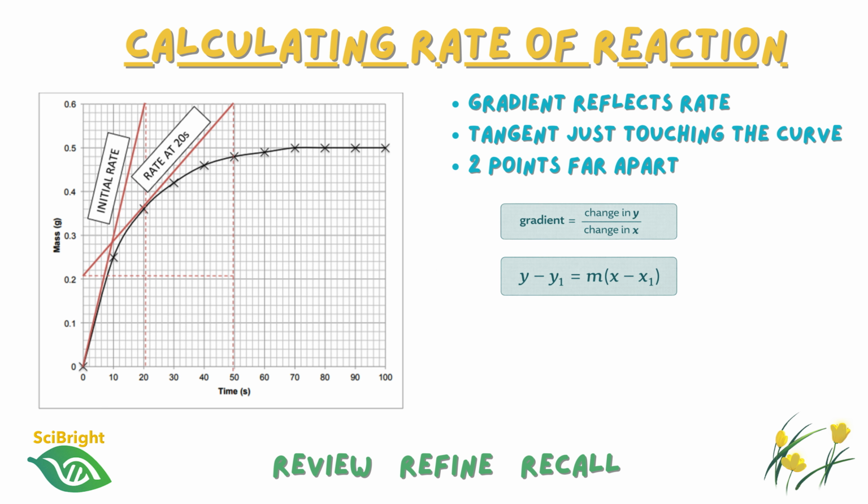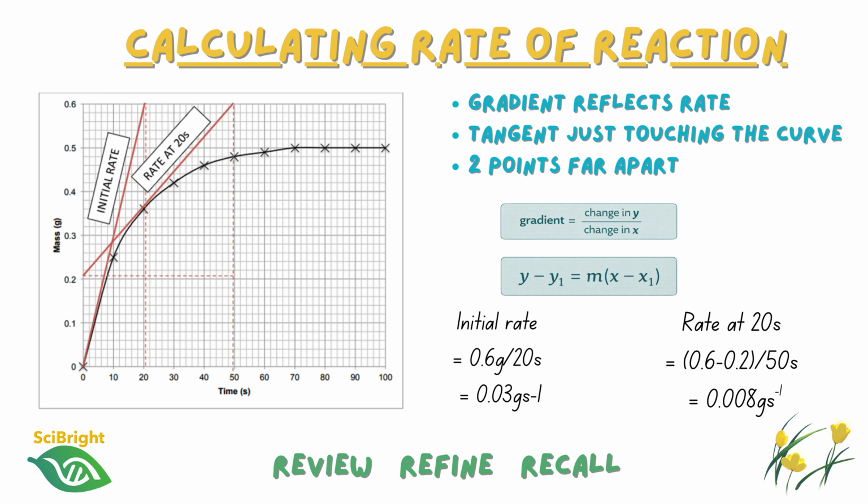Now, tangents are the other part that I notice students struggling with, still at A level. If you are asked to find the rate of reaction at a specific time point, you have to draw a tangent to the curve reflecting the gradient at that point. You must then pick 2 points far apart on that tangent to minimize error and use them to calculate the change in y over change in x, which will give you the gradient and therefore the rate of reaction at that moment.